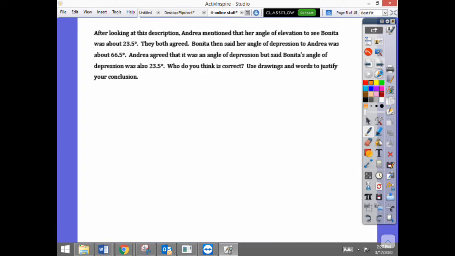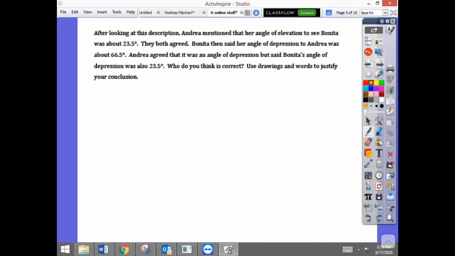So look at this description here. After looking at this description, Andrea mentioned that her angle of elevation to see Bonita was about 23.5 degrees. They both agreed. Bonita then said her angle of depression to Andrea was about 66.5 degrees. Andrea agreed that it was an angle of depression, but said Bonita's angle of depression was also 23.5 degrees. Who do you think is correct? Let's just right now draw this scenario, not really think about anything.